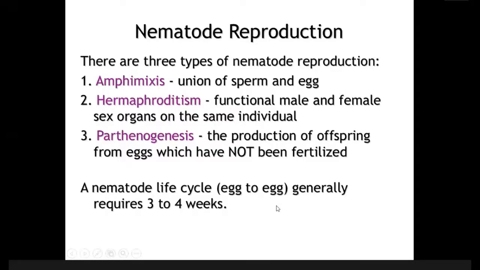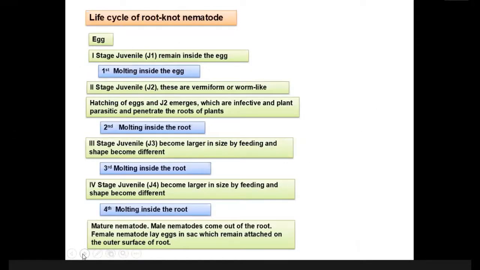Now I will talk about the life cycle or disease cycle of root knot nematode. In the next slide you can see here the nematode lays eggs, mind it. Nematode lays eggs, and you can see here the first stage juvenile remains inside the egg. The first molting occurs inside the egg. After first molting, second stage juvenile is produced.